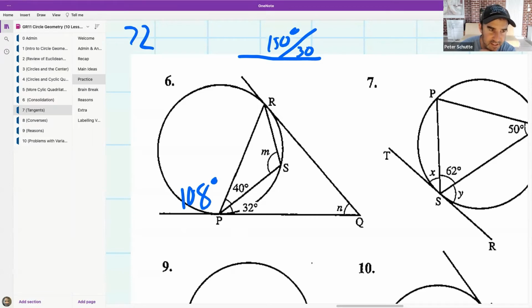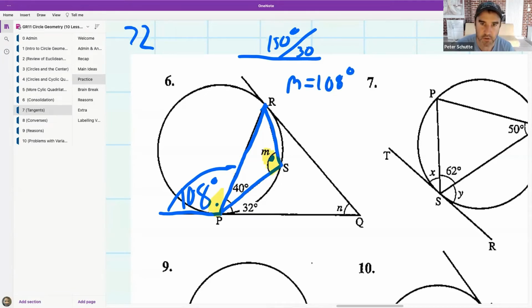Now, just make sure I've got that right. I have got 108. This angle over here is the angle between the tangent and the chord. And then this chord makes this angle over here, which means those two must be equal. That one and that one have to be equal. And that's still quite tricky. M is 108.